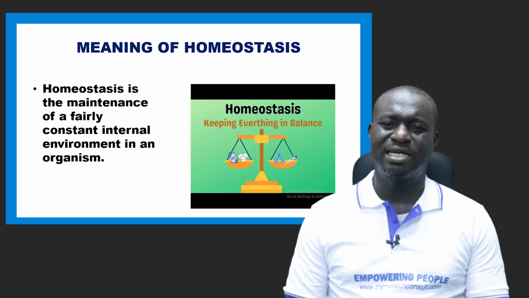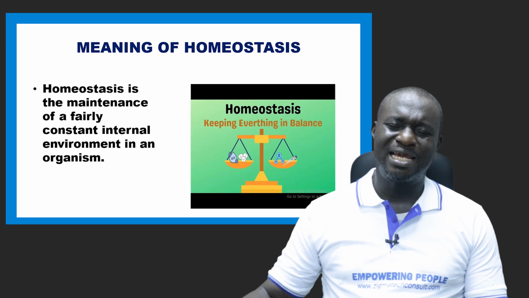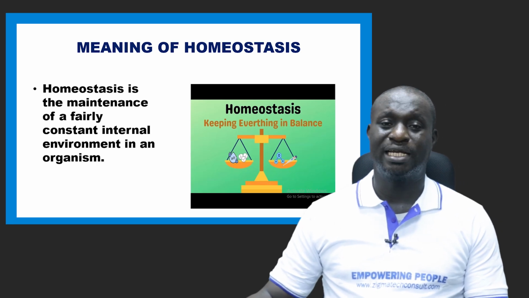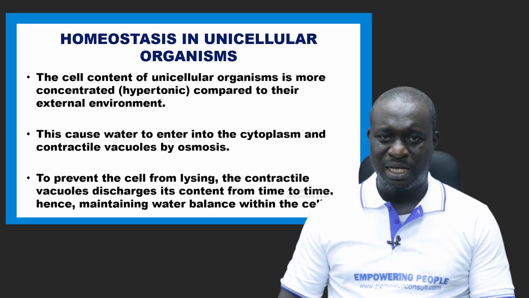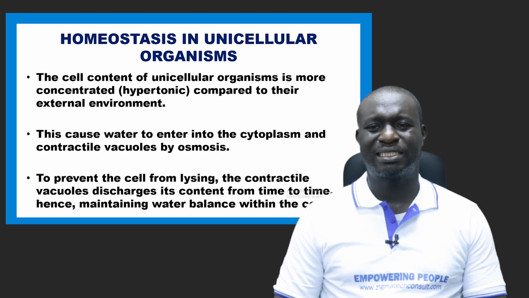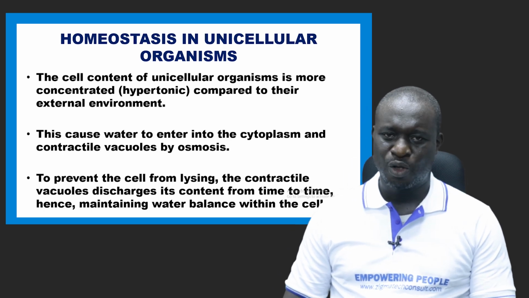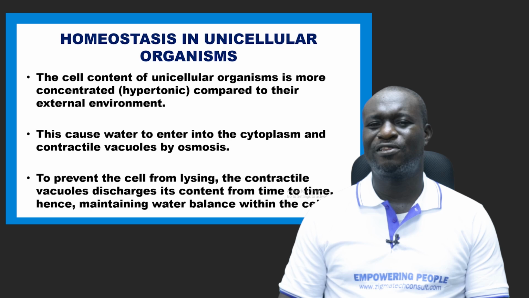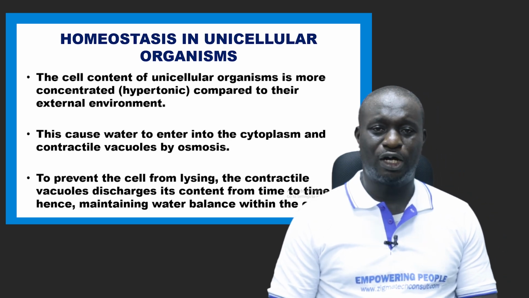Homeostasis is the maintenance of a fairly constant internal environment in an organism, and mostly it has to do with animals. An example is mammals. The next thing we're going to be looking at is homeostasis in unicellular organisms. We're going to see some of the things that actually take place during homeostasis in unicellular organisms.